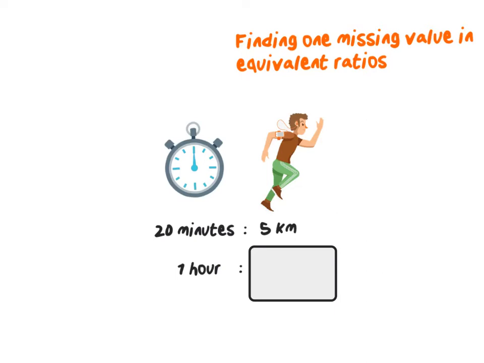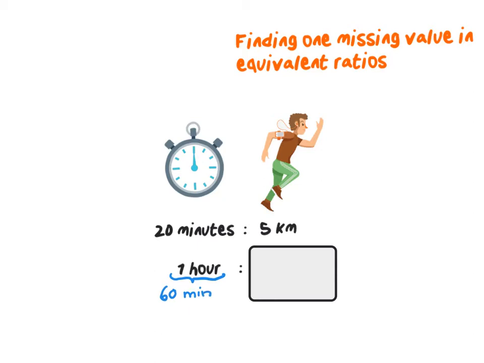We can also apply the concept of missing value in ratios to speed, distance, and time problems. So if, for example, Jake runs the 5-kilometer park run in 20 minutes, and I want to know how far he runs in an hour, we can do it in the form of a ratio. But you will remember that we always need to keep the units the same. So start by making the hours into minutes as well. So 1 hour would be 60 minutes.